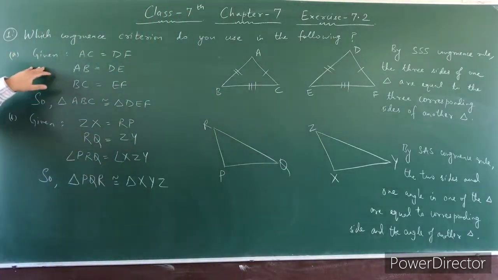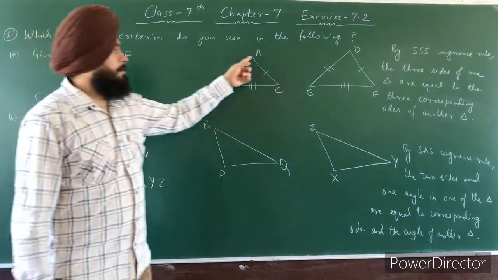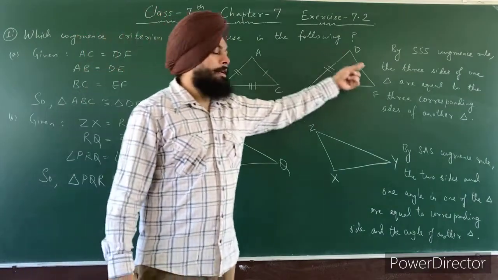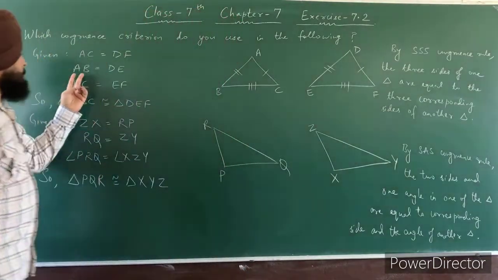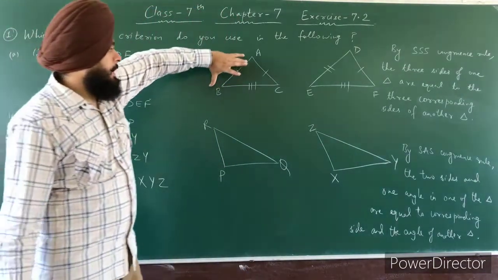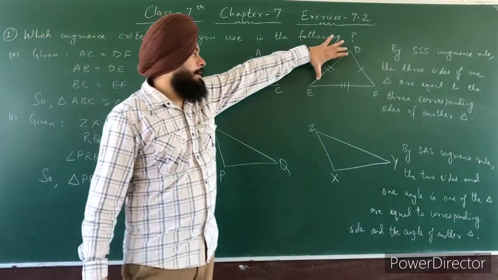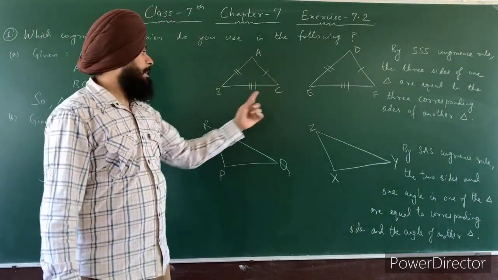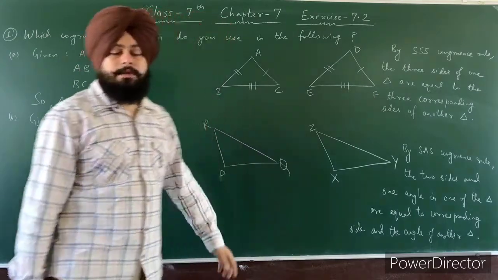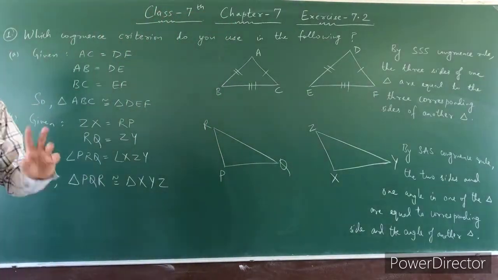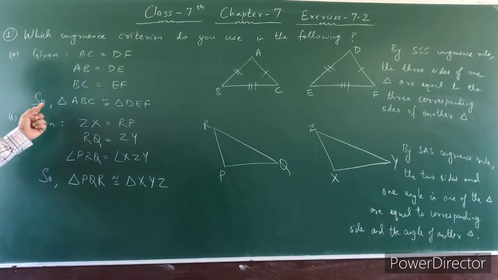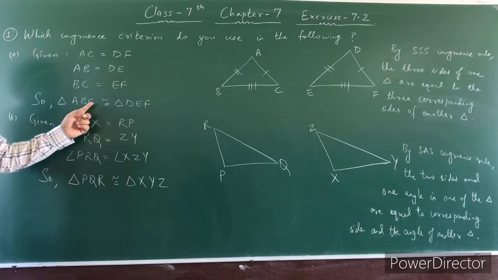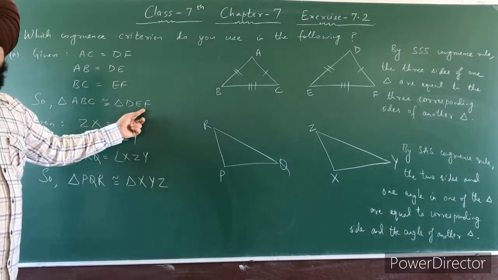So what is given? Given is AC is equal to DF. This side AC is equal to side DF. Second one is AB is equal to DE. Side this one AB is equal to side DE, and the third one side BC is equal to side EF. It means all the three corresponding sides are given equal. So they are, right, triangle ABC congruent to triangle DEF.